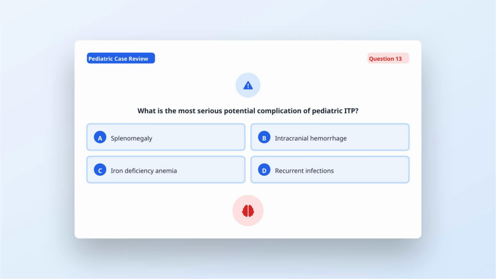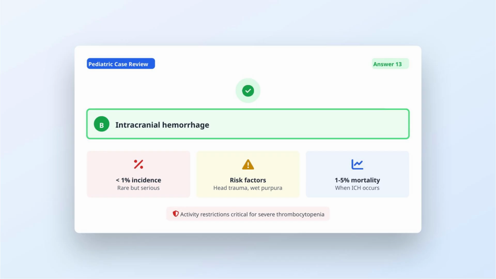Moving to complications, what is the most serious potential complication of pediatric idiopathic thrombocytopenic purpura? A. Splenomegaly. B. Intracranial hemorrhage. C. Iron deficiency anemia. D. Recurrent infections. The correct answer is B.